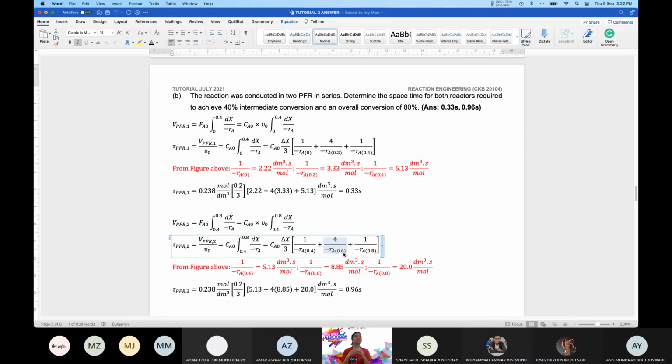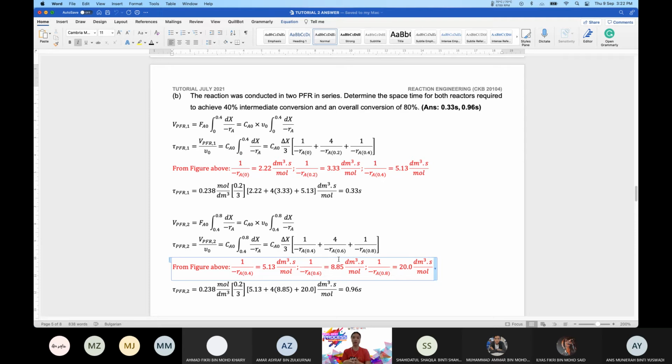By now, I hope you already know. The easiest is to just make sure you use the plot to get the values. What about delta X? Delta X we must be very careful. From 0.4 to the middle 0.6, the difference is 0.2. If you look at the back, 0.6 to 0.8, the difference is 0.2. So that's why your delta X is 0.2. The rest is the same.